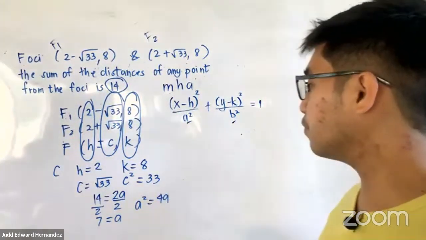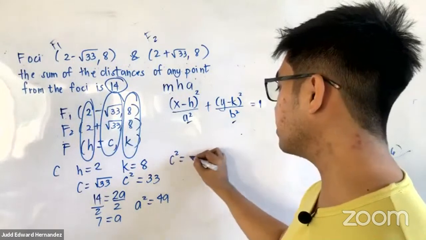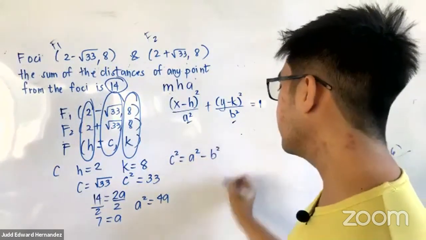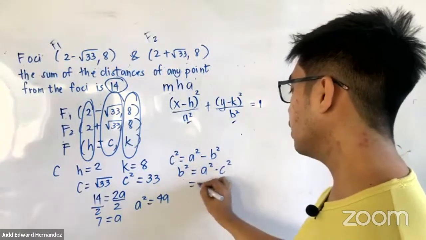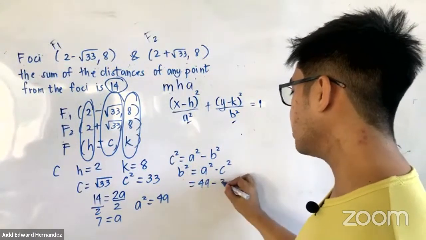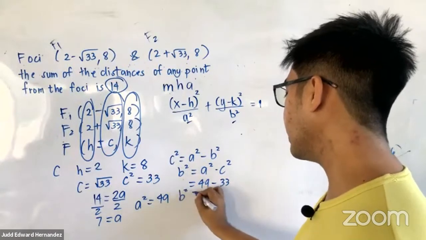Okay. How do we compute for b squared? Since we have the formula c squared is equal to a squared minus b squared, therefore b squared is equal to a squared minus c squared. Our a squared is 49. Our c squared is 33. What is 49 minus 33?